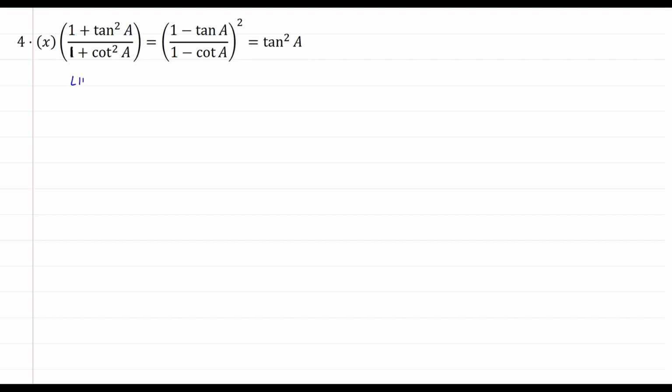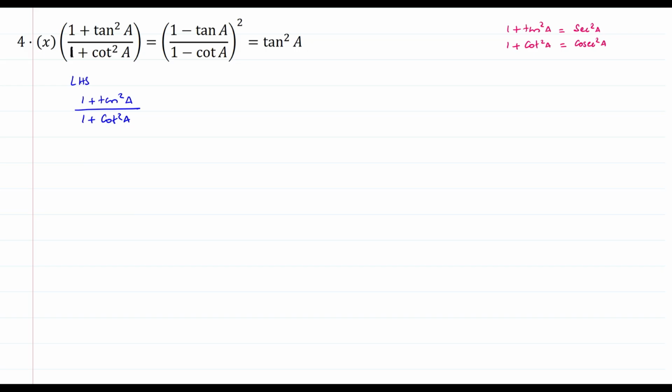So LHS is equal to (1 plus tan square A) divided by (1 plus cot square A). So we know this identity: 1 plus tan square A is actually equivalent to secant square A, and 1 plus cot square A is actually equivalent to cosecant square A.